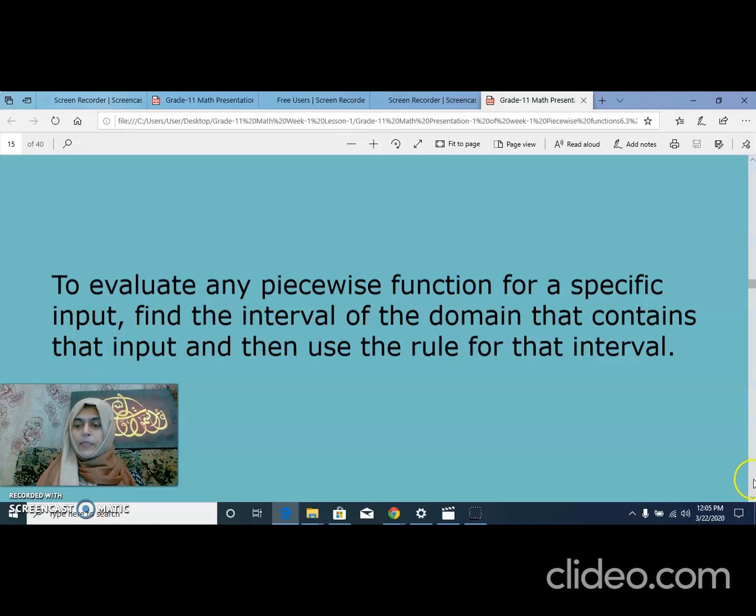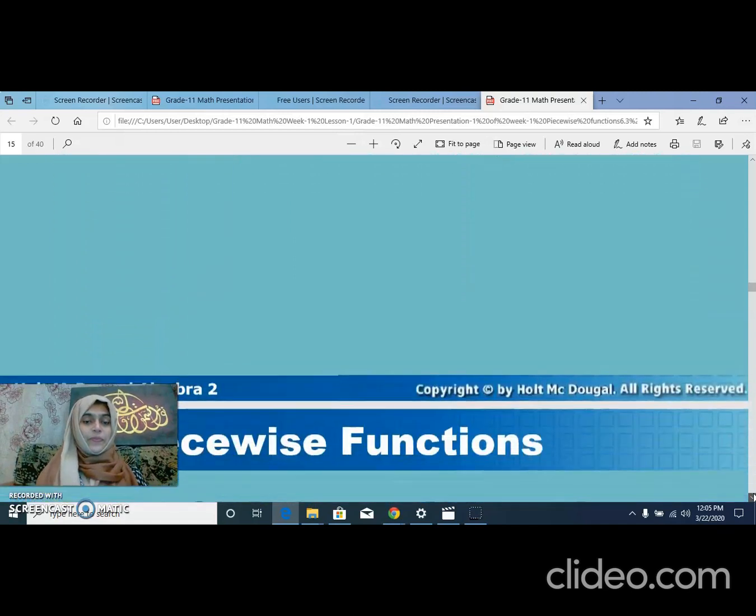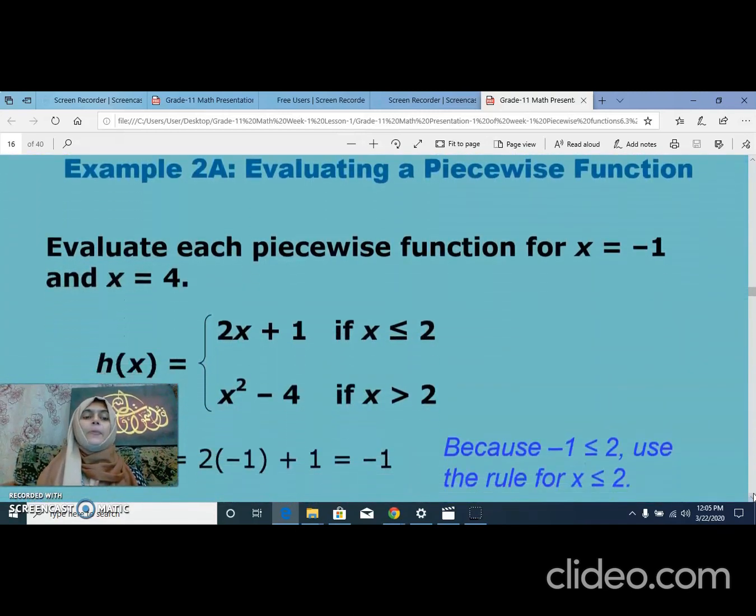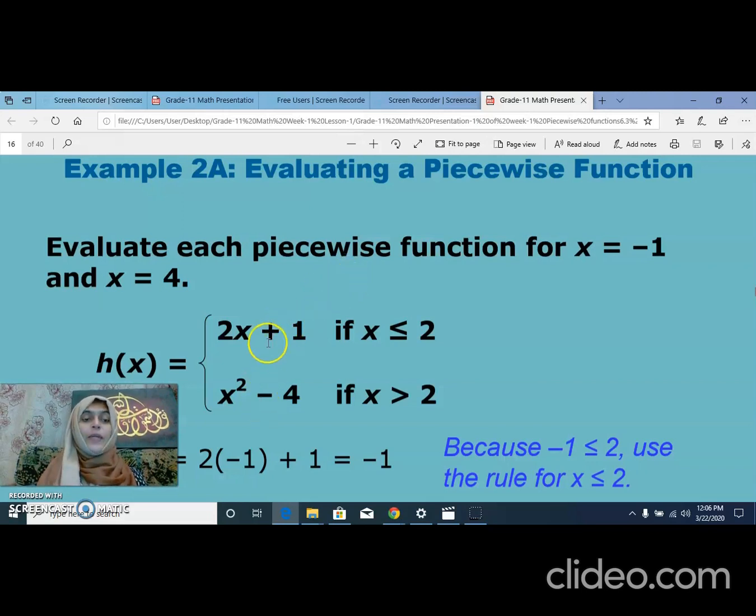So what's the trouble with piecewise function? We have done this before, like evaluating any function. So let's have a look at how we deal with a piecewise function. Here we go. We have an example. h(x) is equal to 2x plus 1, x squared minus 4. You have two different rules for different domains. When x is less than or equal to 2, you have the rule 2x plus 1. When x is more than 2, you have x squared minus 4.